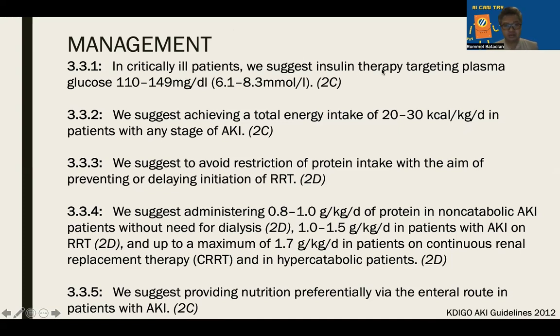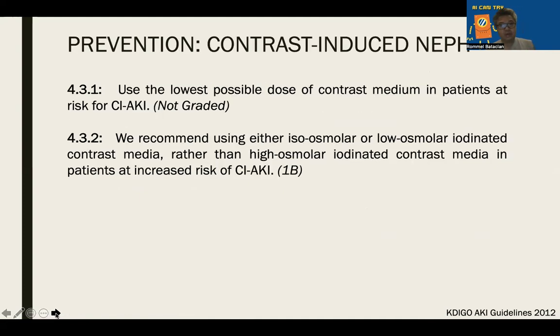So for the critically ill, of course, the management of the blood sugar, the total caloric energy intake, and the normal, recommended protein intake for these individuals. Again, prefer the oral enteral route when giving nutrition rather than the intravenous or parenteral type of feeding. For contrast-induced nephropathy, I mentioned this one, using the lowest possible dose and using the iso-osmolar or low osmolar iodinated contrast media.